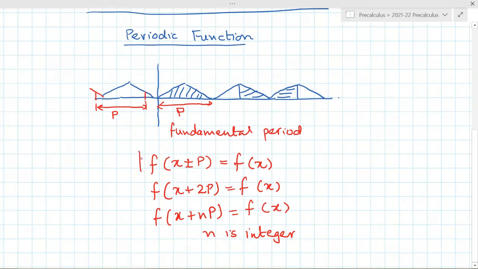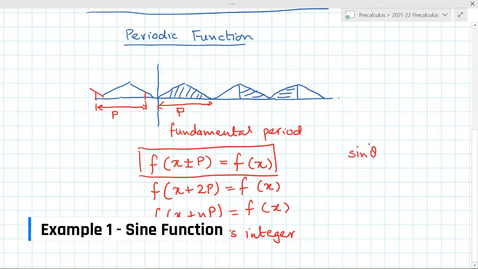So if you can check for this, either plus or minus, then you can say it's a periodic function. And visually, you can just see if you slide it over by that P, that much, then you get exactly the same thing. Then it is a periodic function.